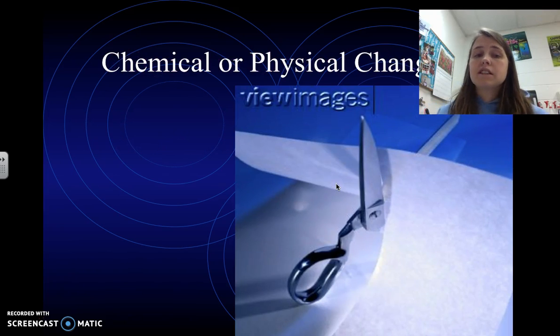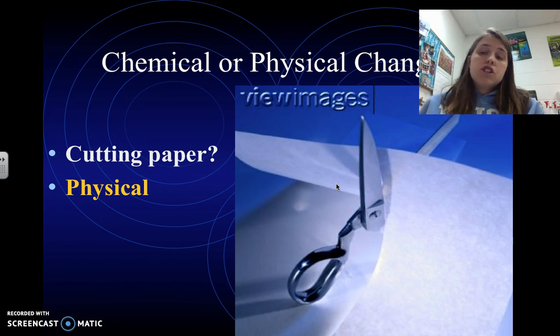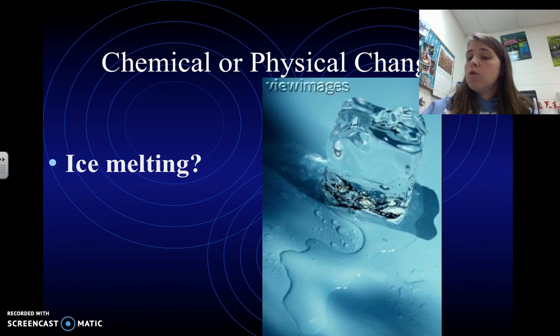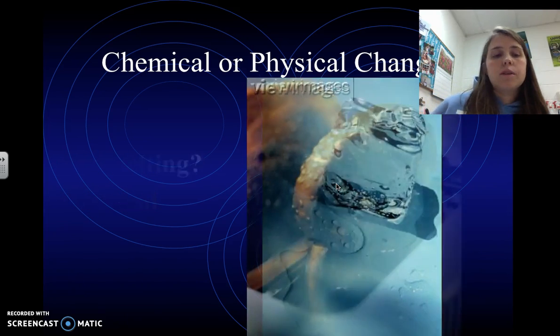So let's do some practice, chemical versus physical. Cutting paper. That's a physical change because we don't change that it's paper. The paper doesn't change. It just changes form, right? Instead of one piece of paper, it becomes two pieces. Ice melting. Well, the identity of the ice, which is water, doesn't change, so it is just physical. We just change form. It changes phase, so it is a physical change.